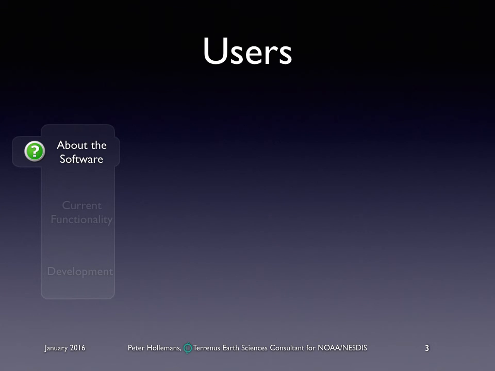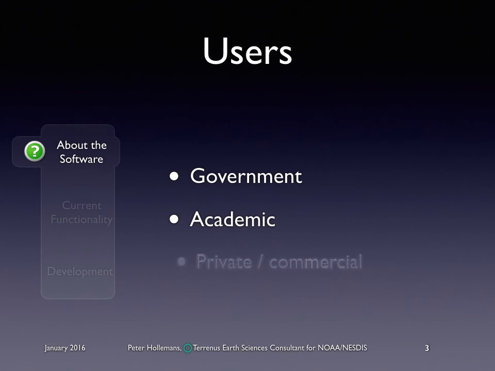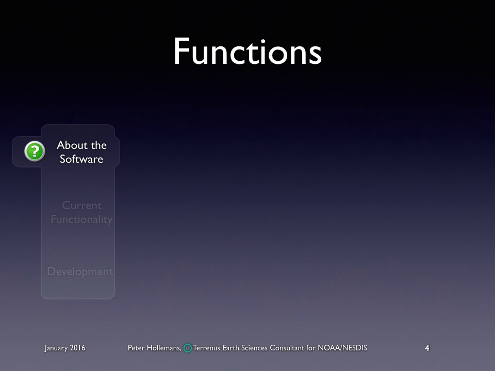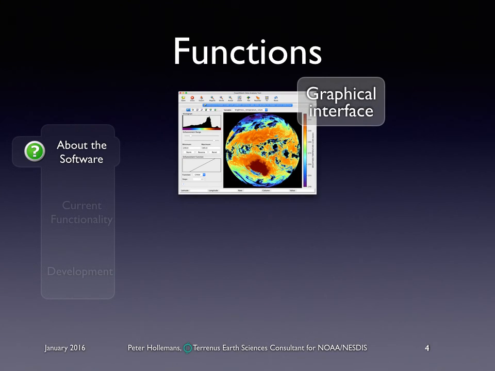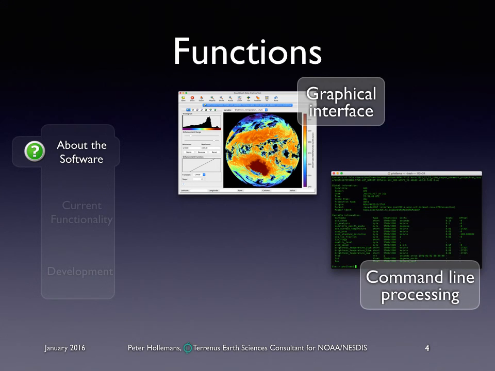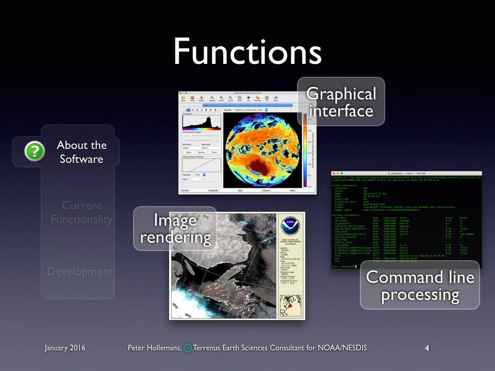So the CoastWatch Utilities has a wide range of users. Wherever you find NOAA CoastWatch data being used, you can also find the CoastWatch Utilities being used, all the way from government to academic users to private and commercial users. The main functions in the software are to provide a graphical interface for viewing satellite data, command line processing routines for extracting information and manipulating the data, and rendering routines for creating images from data files.